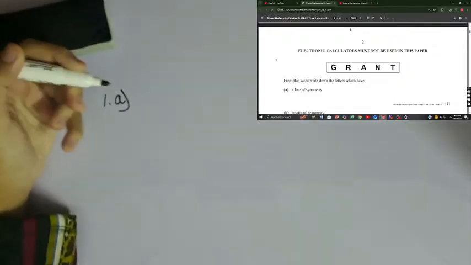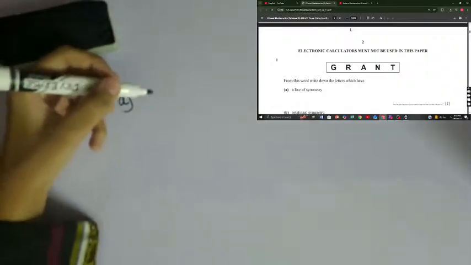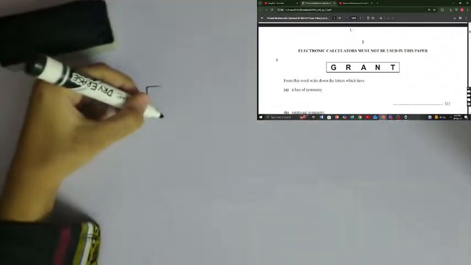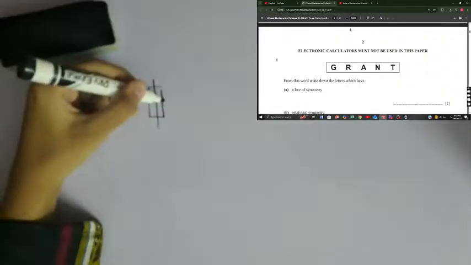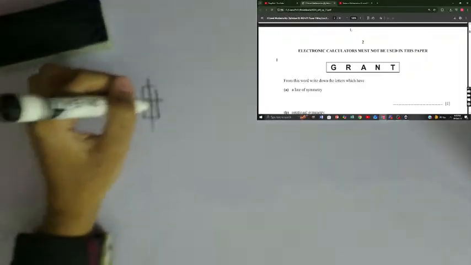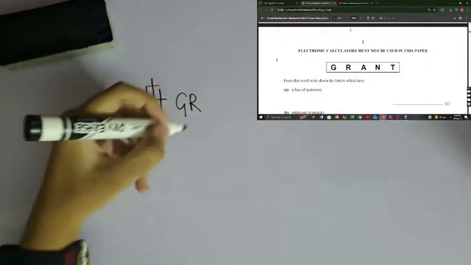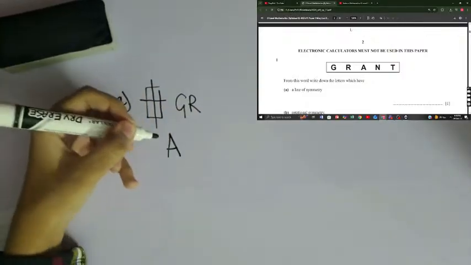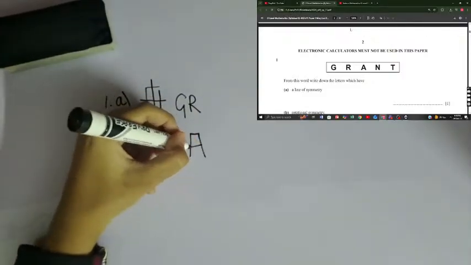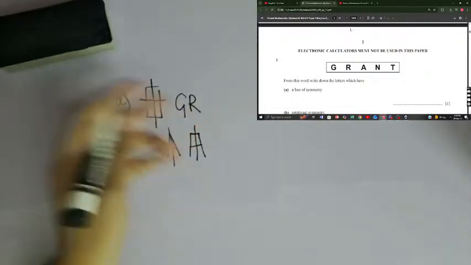Now a line of symmetry is any line along which you can fold a certain thing and it will be equal on both sides. For example, if we have a shape like this, then we can fold it along this line and this line, and they'll reflect right across those. So G does not have a line of symmetry, R does not have a line of symmetry. However, the letter A does have a line of symmetry. The letter A can be cut across like this, and it will be reflected on both sides.